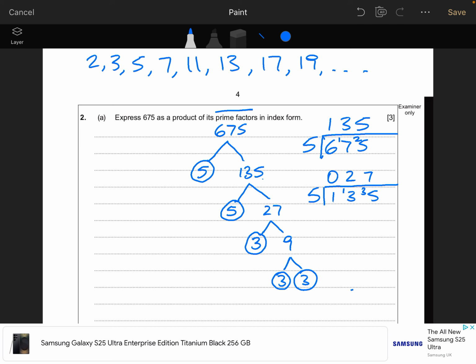What we need to now say is 675 equals, and I'm sticking them in size order, 3 times 3 times 3, and then 2 5s, 5 times 5. We've got it as prime factors now, but we need to put it in index form. So we rewrite that as 3 to the 3, because there's 3 3s there, so 3 cubed times by 2 5s means I've got 5 squared. Now it is in index form.